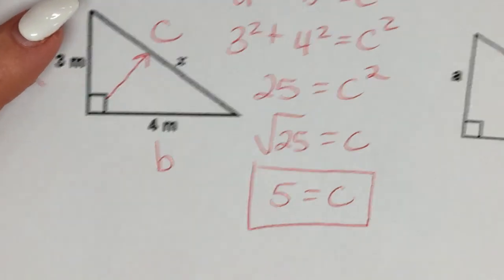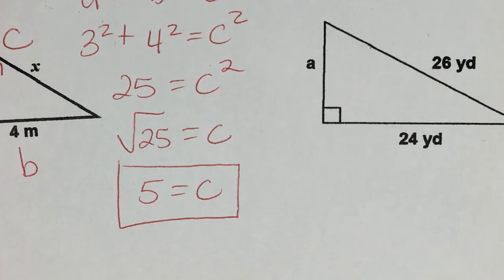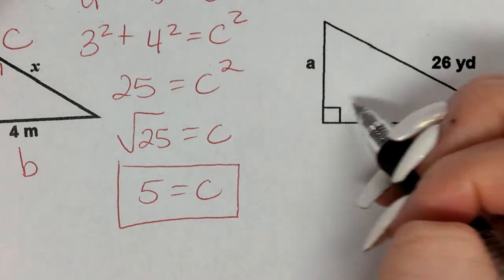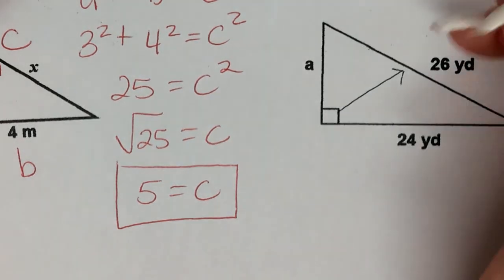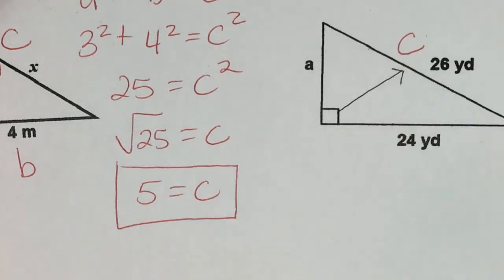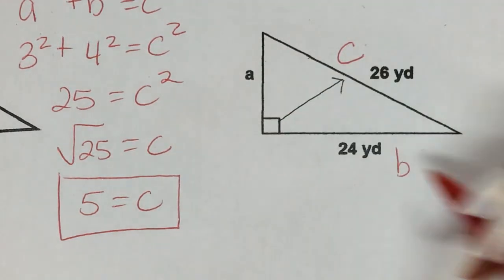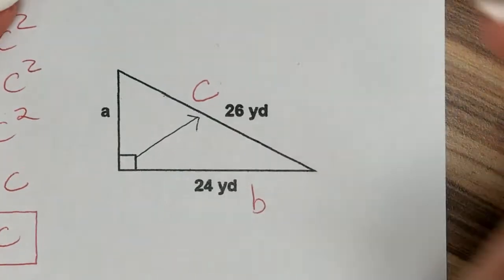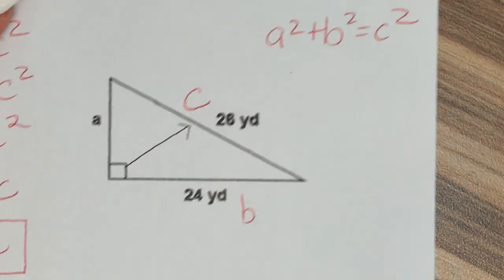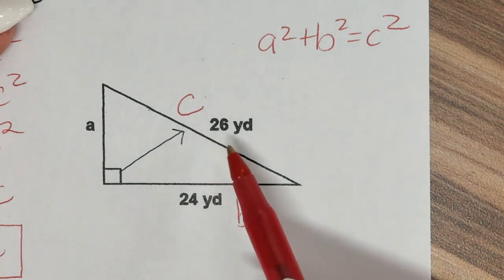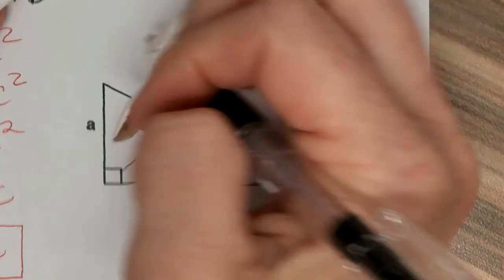All right, the next example. How do you know which side is side C? So across from the right angle, this is side C. So this is A because they're telling me that's A, and this is B. So I have A squared plus B squared equals C squared. Am I solving for C? No. So am I going to add or am I going to subtract?